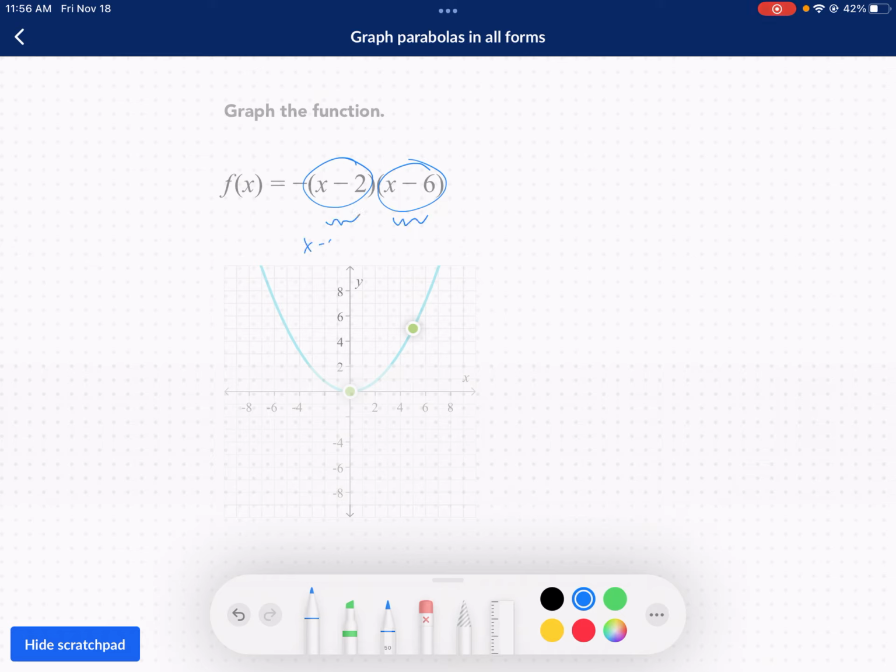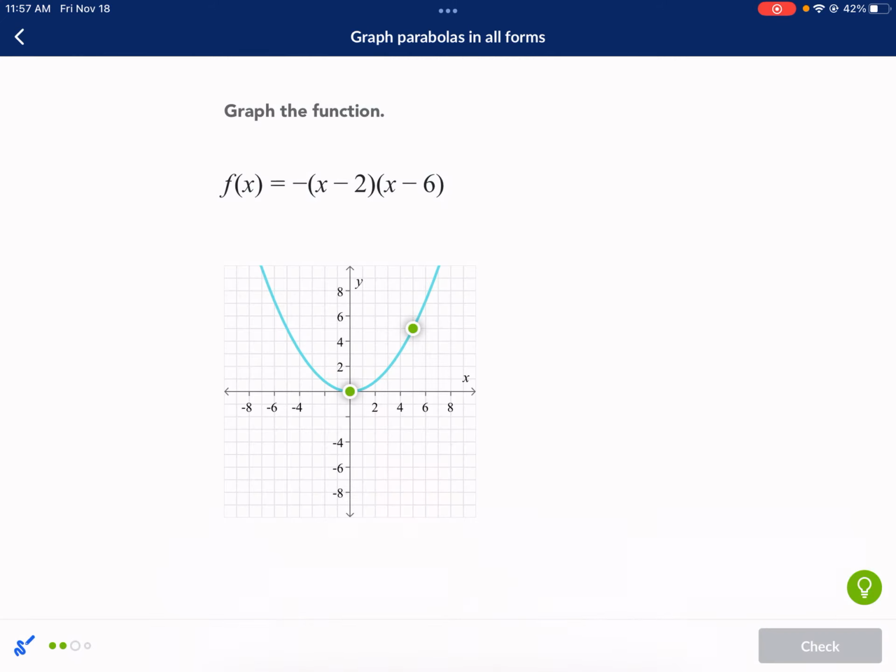So I could find that out by doing x minus 2 equal to 0, x minus 6 equal to 0. But here it's pretty obvious to see that x equals 6 will make that parenthesis equal 0, and x equals 2. The opposite of those numbers inside are going to be my two intercepts. So right here and right here is where this parabola is going to cross. So I need to make sure I get there.